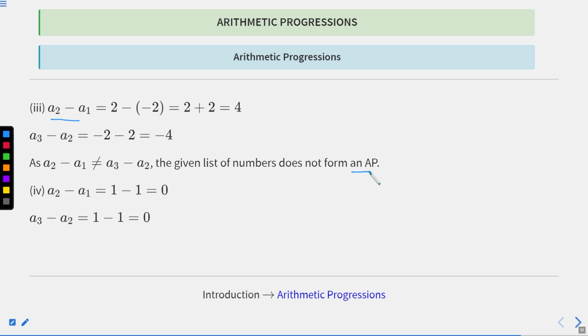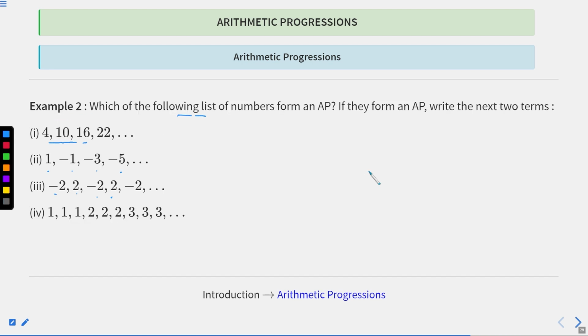In question number 4, we are given 1, 1, 1, 2, 2, 2, 3, 3, 3, and so on. First we have to check whether this list of numbers forms an AP. So let us check.